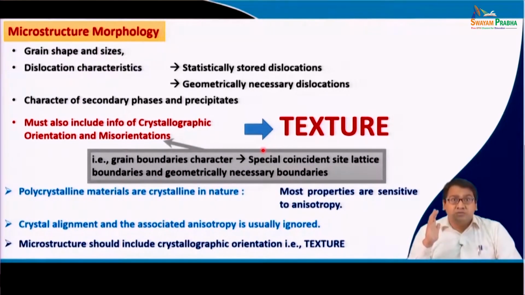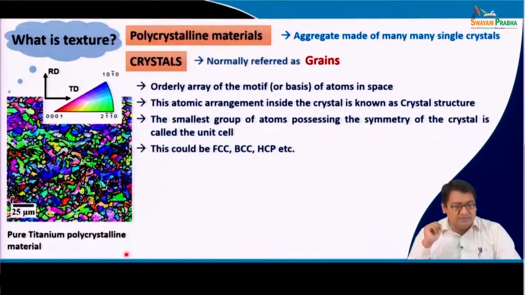Now, what do we know? Polycrystalline materials are crystalline in nature. Most properties are basically sensitive to anisotropy. Crystal alignment and their associated anisotropy is usually ignored in classical metallurgy. Microstructure must include crystallographic orientation, which is basically known as texture. The question comes, what is texture basically?